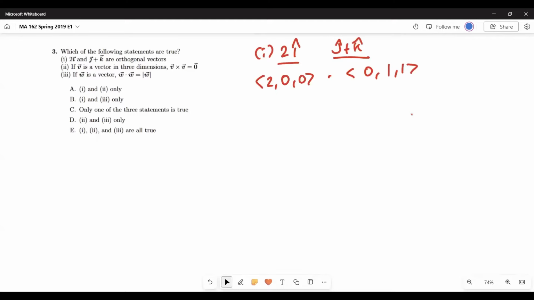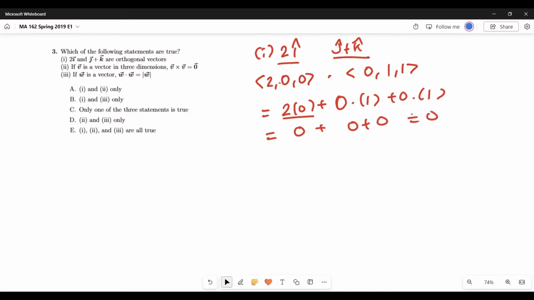So if you do the dot product, this becomes 2 times 0 plus 0 times 1 plus 0 times 1. So this becomes 0 plus 0 plus 0. So the dot product of these vectors is equal to 0. So 1 is right. Let's look at the second one. B is 3-dimensional. Let's write B randomly as 1, 0, 1, and do the cross product of B with itself.